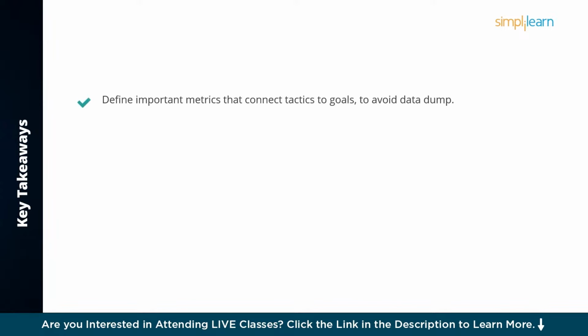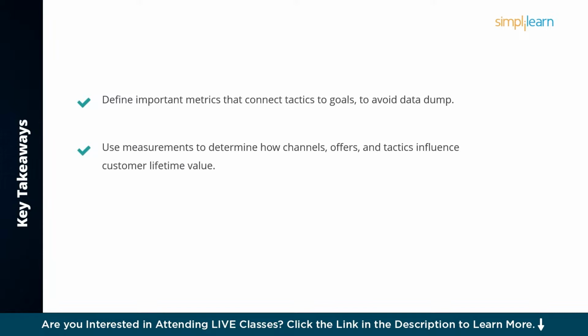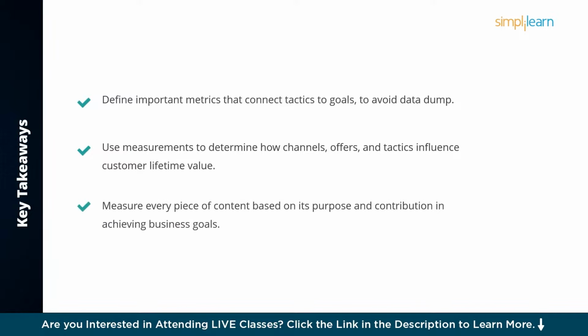Key takeaways. Define an essential metric that connects each tactic to your goals in order to avoid the data dump. Apply measurements to see how different channels, offers, or tactics affect customer lifetime value. Not all tactics or channels deliver the same value. Measure each content piece based on its purpose and contribution towards business objectives.